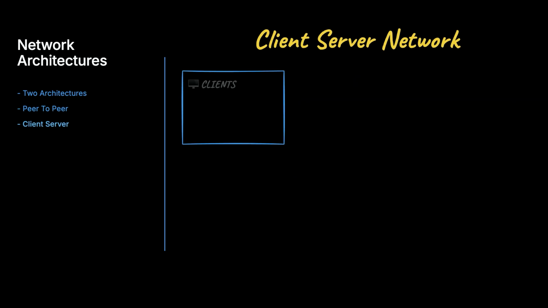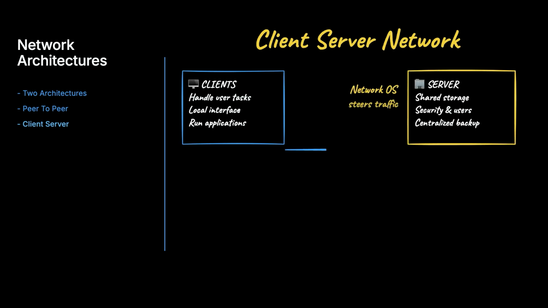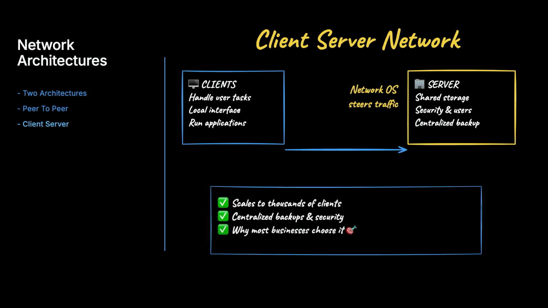In a client-server network, the work is divided. Client machines handle the tasks closest to the user, while a central server manages shared resources, security, and storage. A special operating system, the network operating system, steers information between machines and manages users. This model centralizes backup, scales to thousands of clients, and is why most businesses choose it.